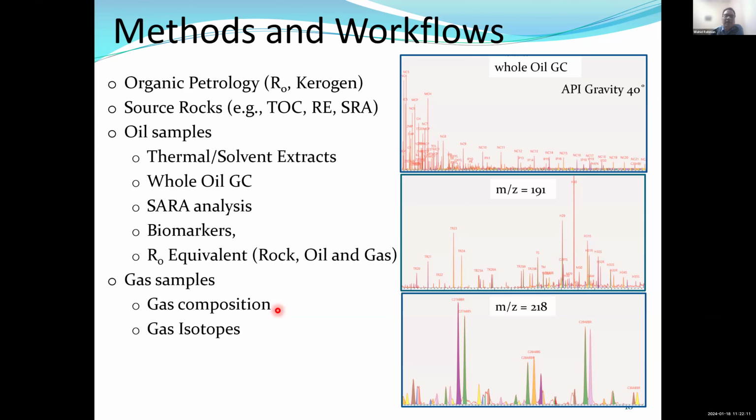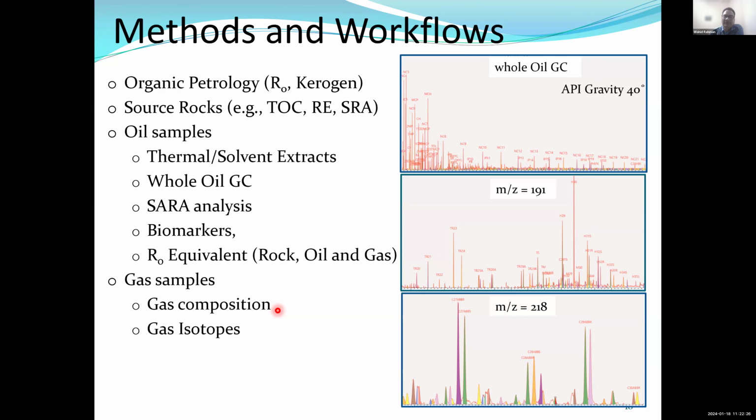You can see 40 API gravity oil. And look at the left side of that chromatogram. You have very, very high abundances of light hydrocarbons. And as you go to the heavier hydrocarbons, it kind of goes down, right?